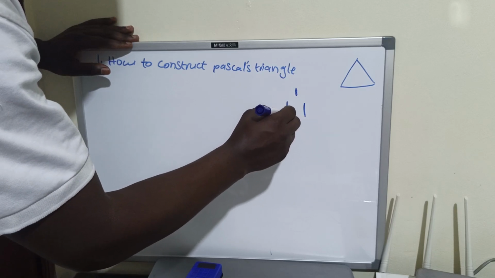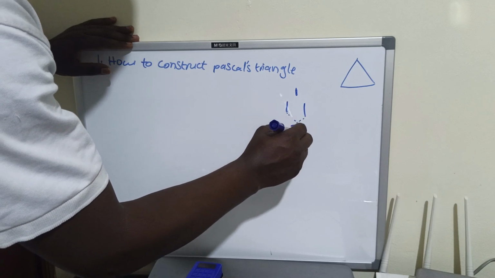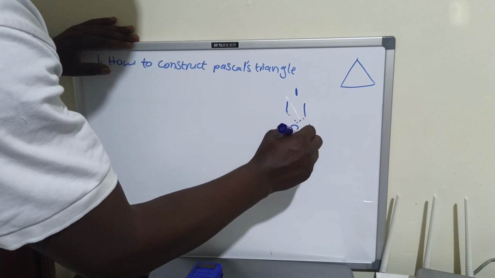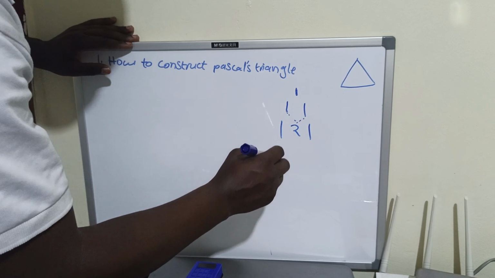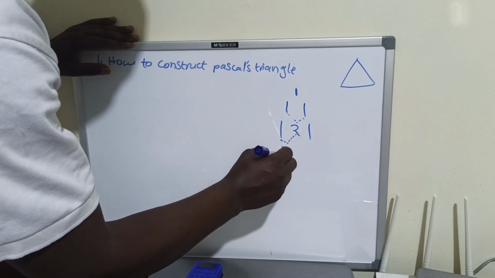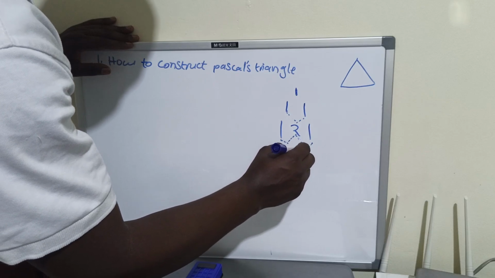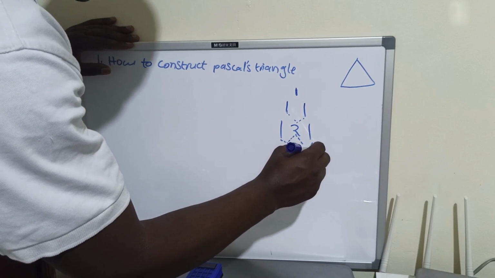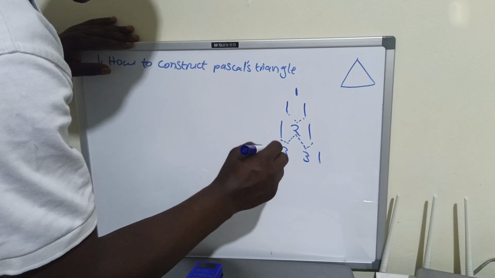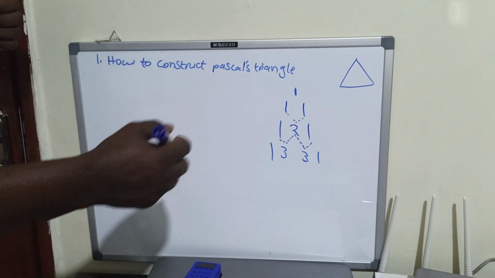Then you add this one and this one. This one plus this one is 2. Then you put another one here, you put another one here. Then this 2 plus this one is 3. This 2 plus this one is also 3. Then you put 1 here, you put 1 here. 1 must be at the end. You can see both ends is 1.